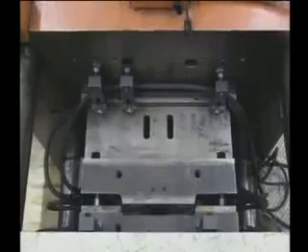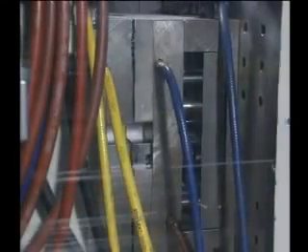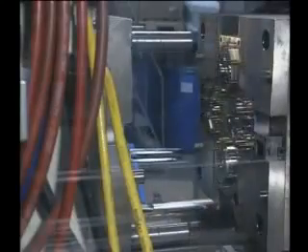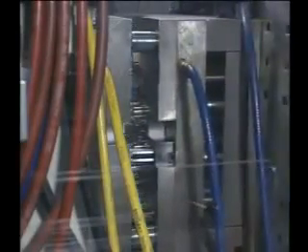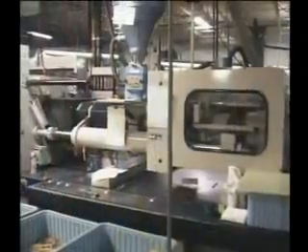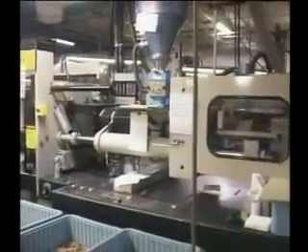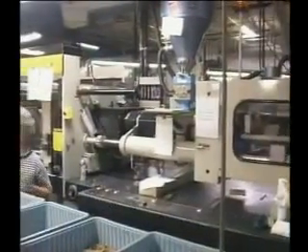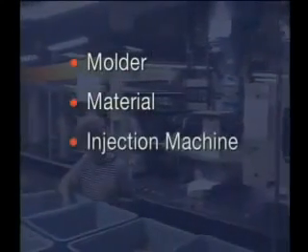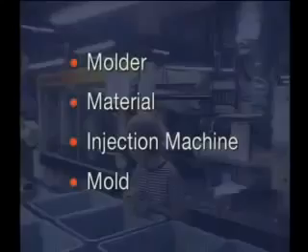Injection molding plastics is extremely complicated because of the infinitely changing pressure, temperature, and velocity inside the mold. These molding conditions directly affect the properties of each molded part. A change in any of the conditions will alter the parts produced. There are four primary elements that influence the plastic injection molding process: the molder, the material, the injection machine, and the mold.